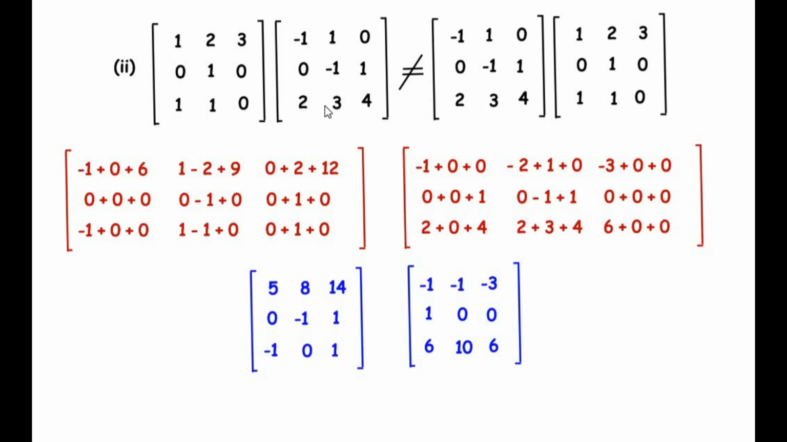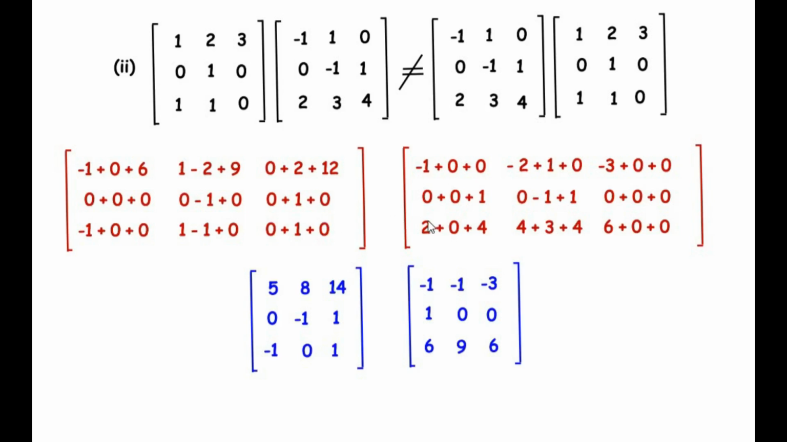Now last row and first column, 1 times negative 1 is negative 1, plus 1 times 0 is 0, plus 0 times 2 is 0. Now last row and second column, 1 times 1 is 1, 1 times negative 1 is negative 1, 0 times 3 is 0. Now last row and last column, 1 times 0 is 0, 1 times 1 is 1, and 0 times 4 is 0. Now on a similar basis I have performed the operation on the right hand side. So you can pause the video and check the answers.